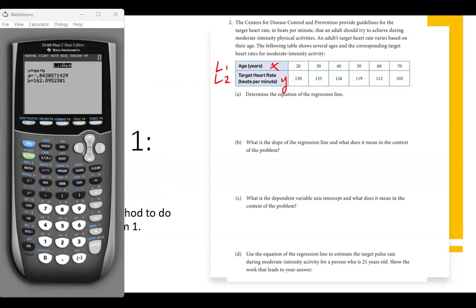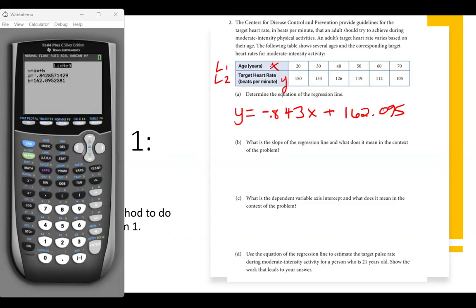So our equation is y equals, and I have negative, and we knew it was going to be negative, correct? 843 x plus 162095. Yes? And that would be our regression model.